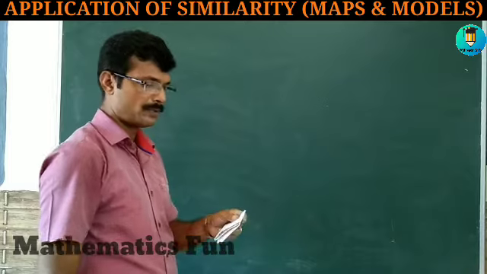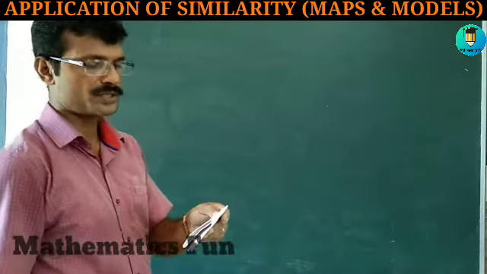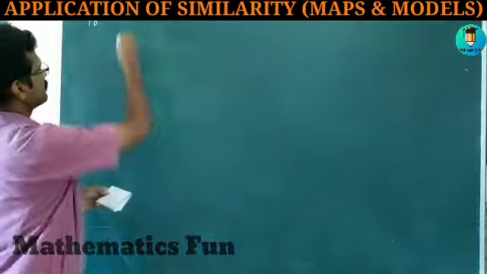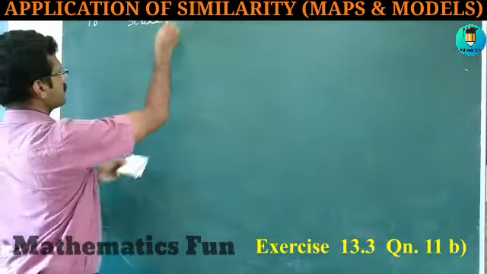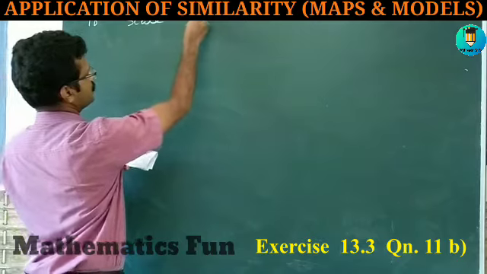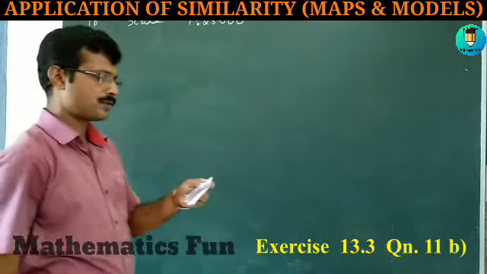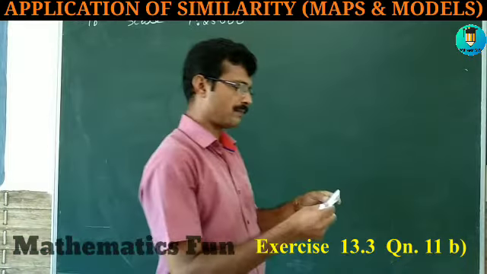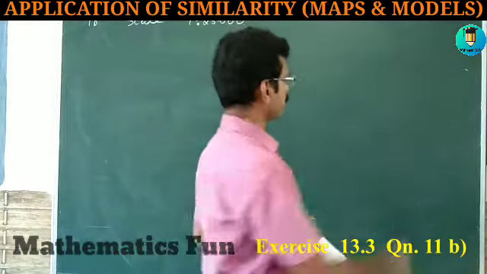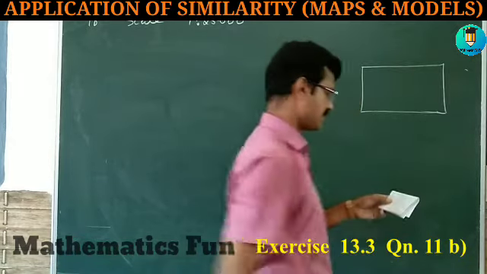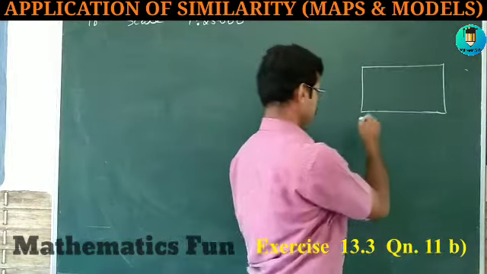That is on a map drawn to a scale 1 is to 25,000. That is question number 18. Scale is given, that is the scale factor, 1 is to 25,000. Drawn to a scale, a rectangular plot of land ABCD. Rectangular plot of land. So let us draw a diagram. ABCD.